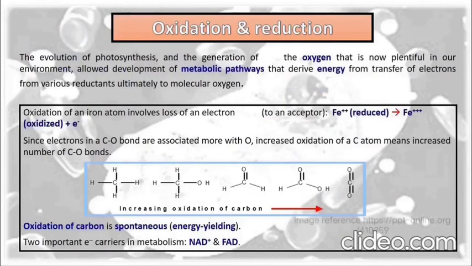What is oxidation and reduction? The evolution of photosynthesis and the generation of the oxygen that is now plentiful in our environment allowed development of metabolic pathways that derive energy from transfer of electrons from various reductants ultimately to molecular oxygen. Oxidation of an iron atom involves loss of an electron, whereas, since the electrons in a C-O bond are associated more with the oxygen, increased oxidation of a carbon atom means an increased number of C-O bonds. Oxidation of carbon is spontaneous, where two important electron carriers in metabolism, NAD plus and FAD, are produced.